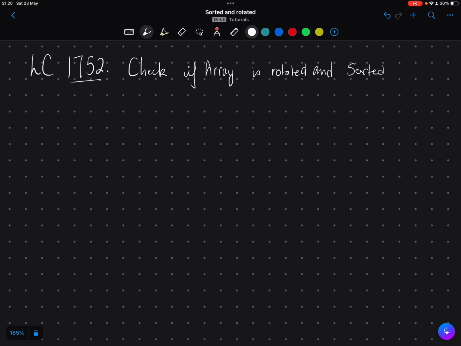Yes, today we'll be solving LeetCode number 1752, Check if Array Is Sorted and Rotated. This is an easy question on LeetCode, and it is also the daily problem for today. Now, let's get to the question very quickly.